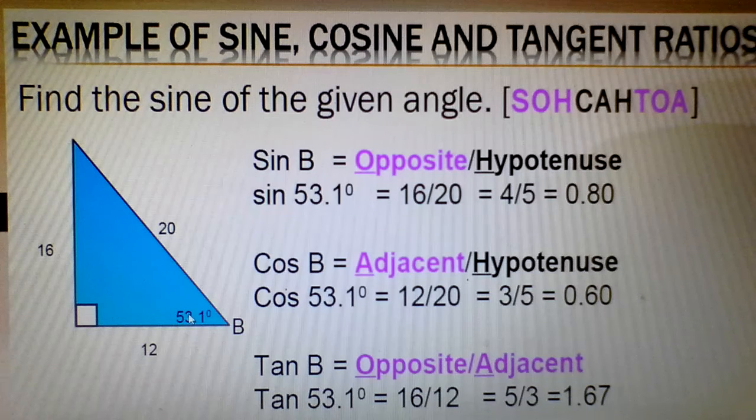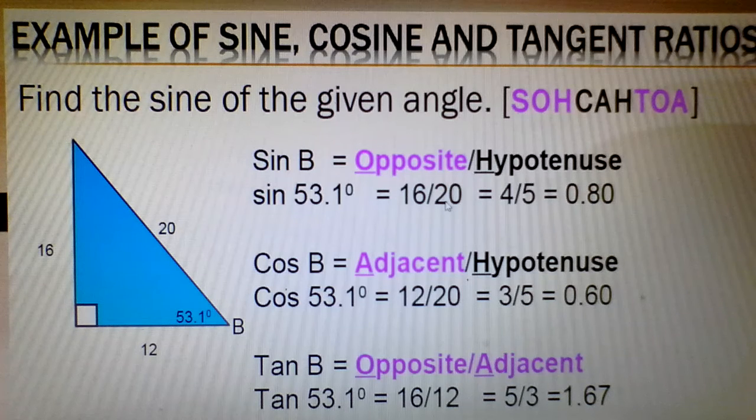Okay, for tangent, toa, opposite divide by adjacent. So 16 divided by 12, so you get 5/3. So 1.67. Normally, when you write the value of trigonometric ratios, you write in the simplest form.